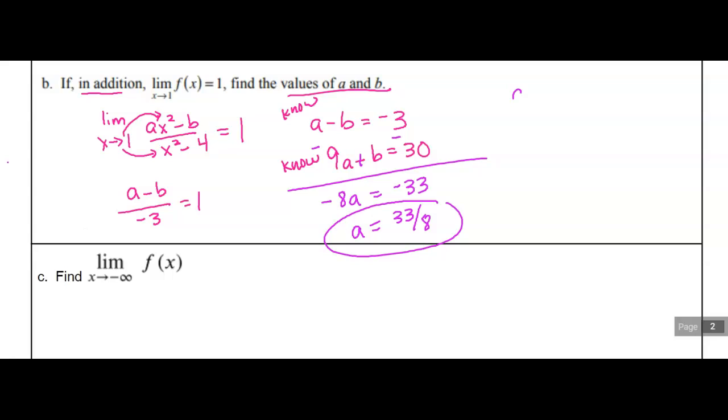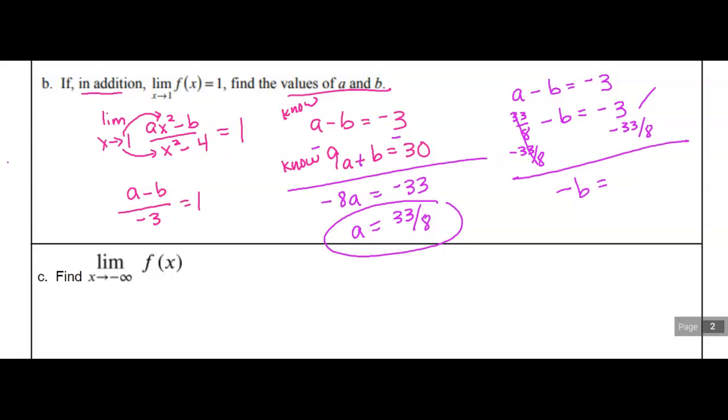And then if we want to find b, use either equation, and I know what a's value is. So I will subtract negative 33 over 8. And believe it or not, I end up with this. I'm going to change this into 8ths, so negative 24. If you just write those side by side, you will get credit. But I'm going to go ahead and do it. So what do we get?